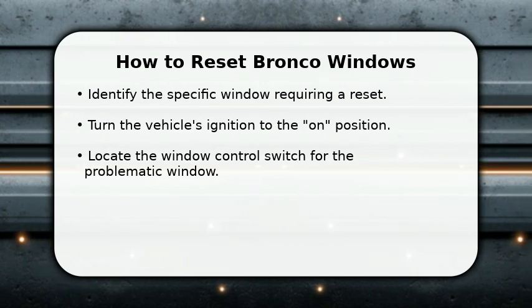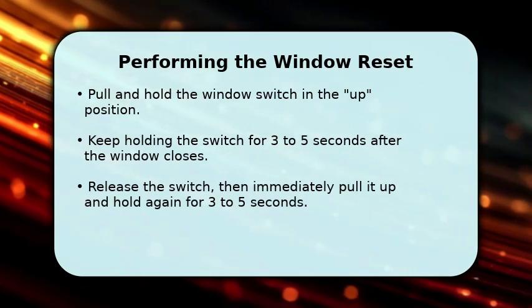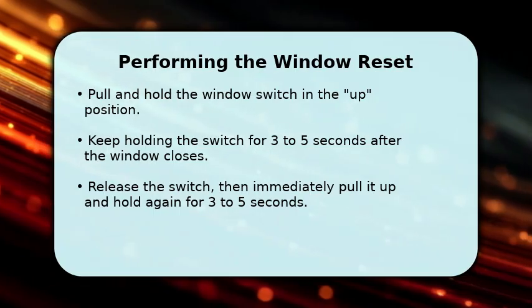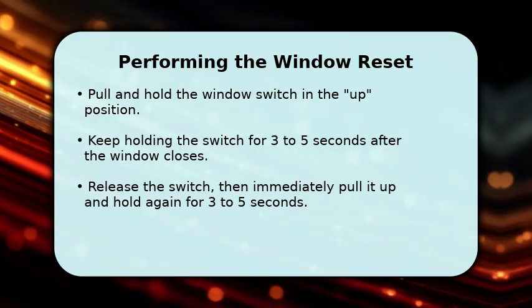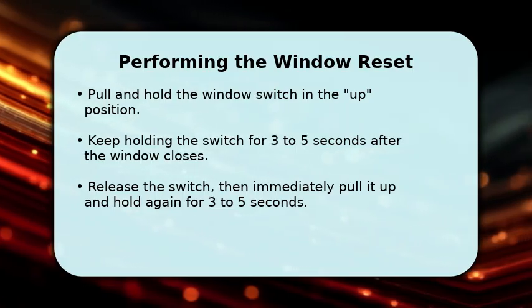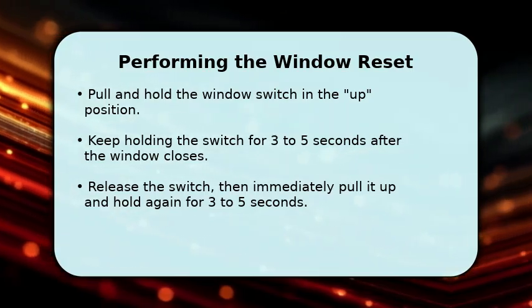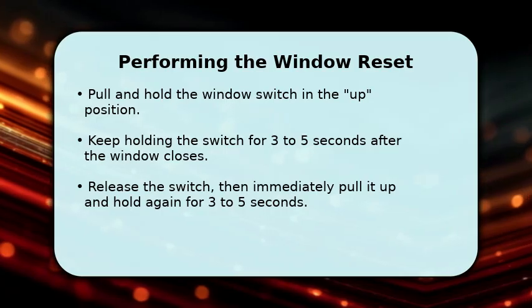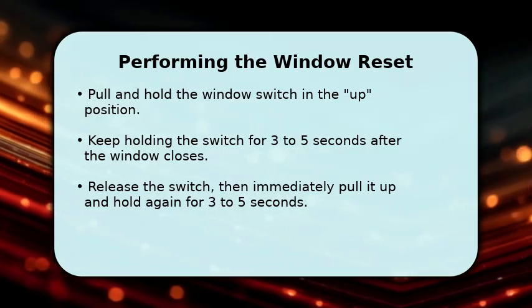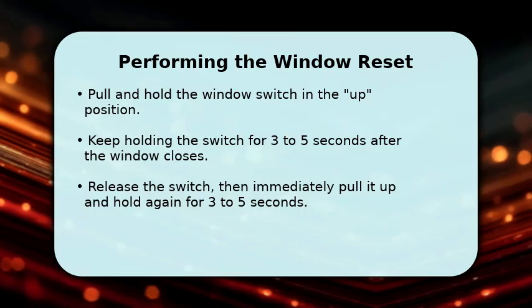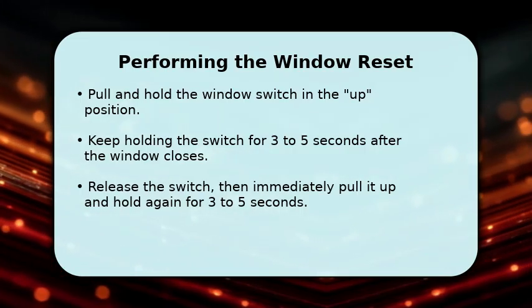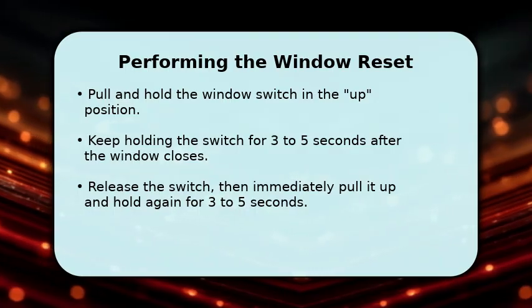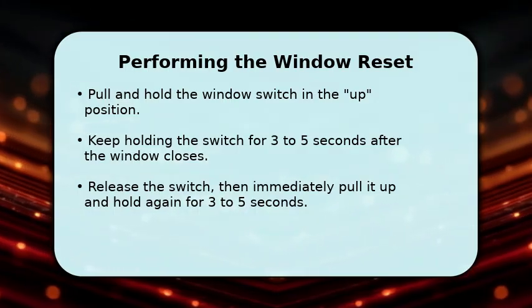To begin the reset, pull and hold the window switch in the up position, allowing the window to fully close. Continue holding the switch for an additional 3 to 5 seconds after the window reaches the top. This step helps the system register the window's closed position. After that, release the switch, then immediately pull it up and hold it again for another 3 to 5 seconds. This sequence helps recalibrate the window's motor.